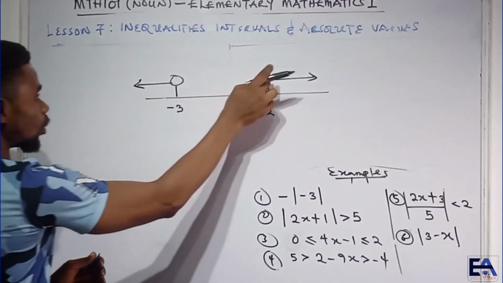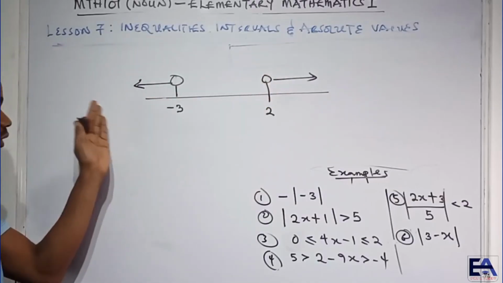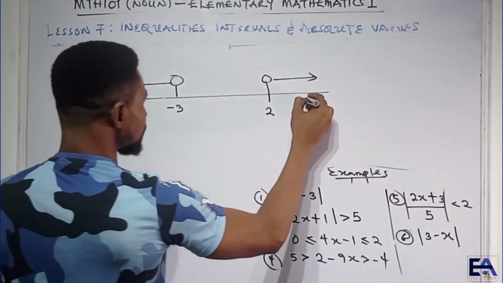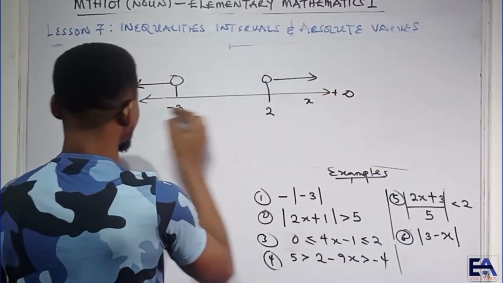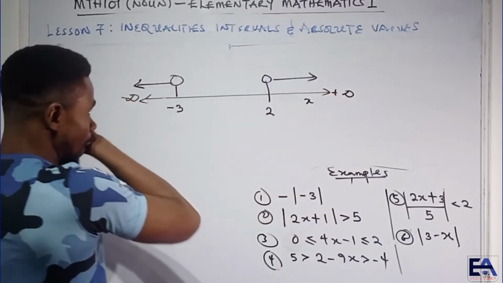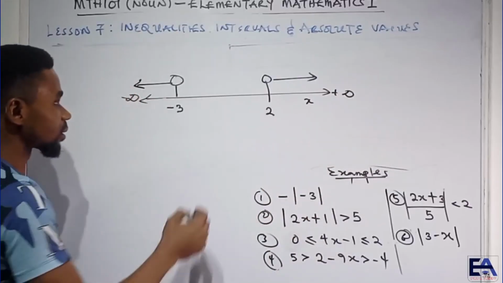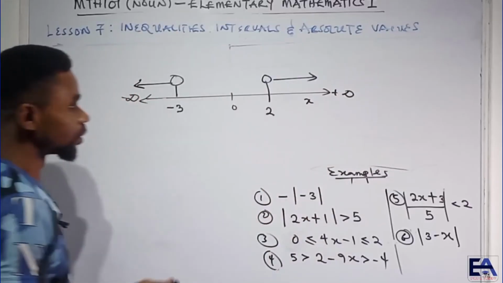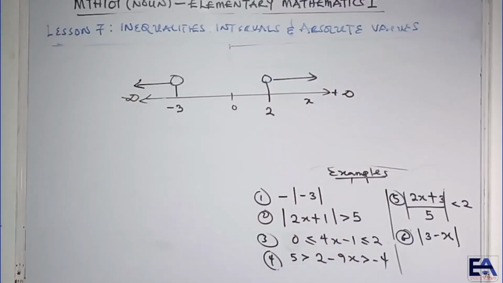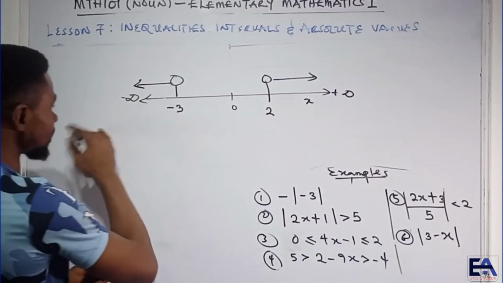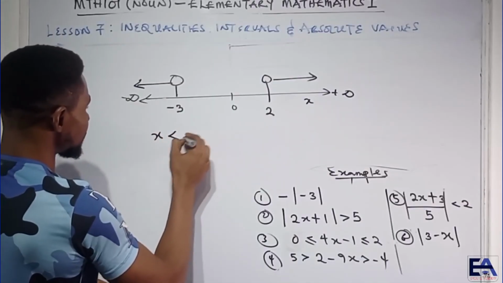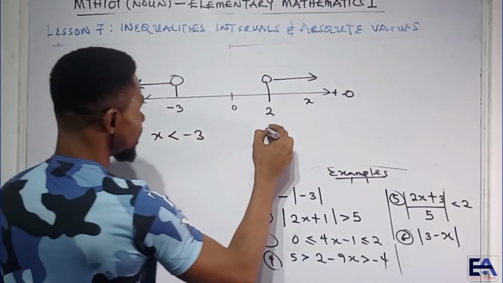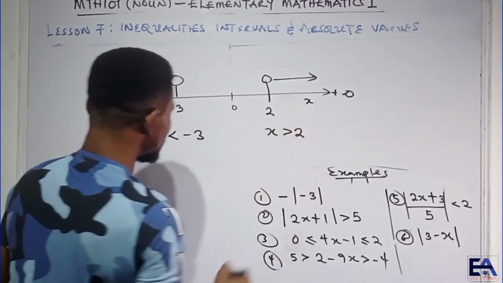Remember that the two of them are open intervals, which means this one is just less than and this is greater than. This is positive infinity, this is negative infinity, and this is just a number line for x. The origin O will be somewhere around there, but no problem. So if you want to represent this, remember that x is less than minus 3, and then x is greater than 2.